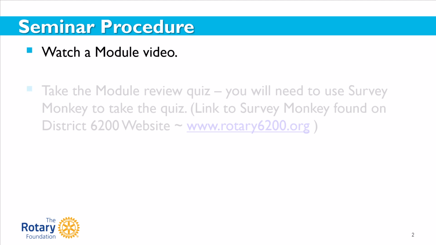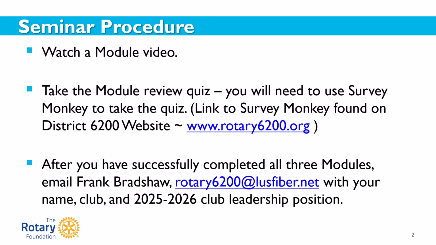Here is how the seminar will proceed. First, you will watch the video as you are doing here. There are 3 videos in all. After you watch a video, take the review quiz. You will need to use SurveyMonkey to take the quiz, and the link to SurveyMonkey can be found in the district's website. After you've completed all 3 quizzes, email me at the address shown on the screen. Simply give me your name, the name of your club, and your club position for the coming Rotary year. This way, I will be able to give your club the proper credit for the training.